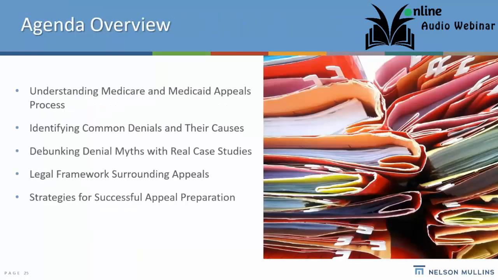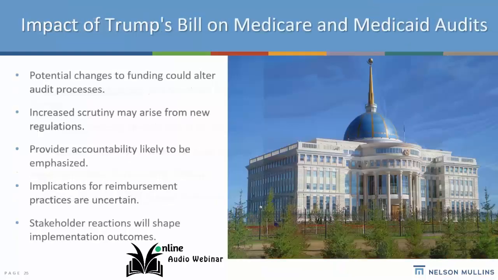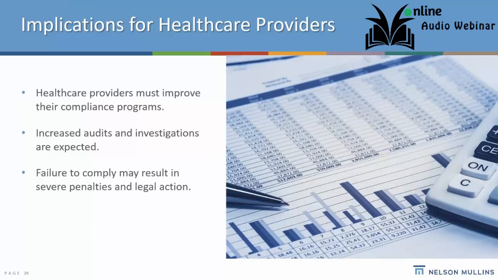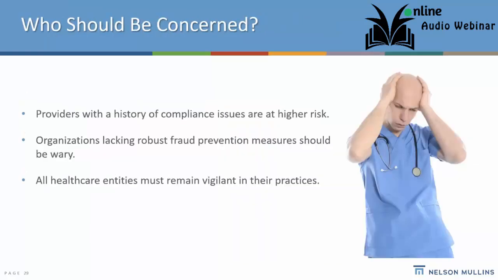All right, we're going to get into the conclusion here as we went over all our topics. We went through and understood the Medicare and Medicaid appeals process. Now let's move on to very recent things that have just now impacted Medicare and Medicaid. As I discussed, the HHS, Health and Human Services, and OIG workforce team are going to focus on compliance and enforcement. Implications for healthcare providers with a history of compliance issues are that they are at higher risk.